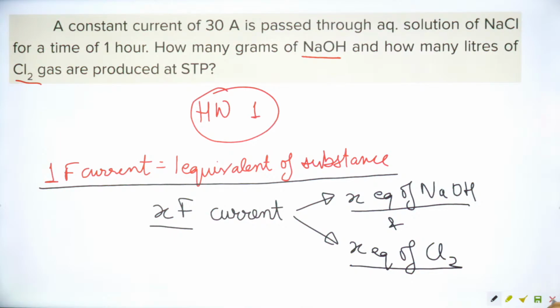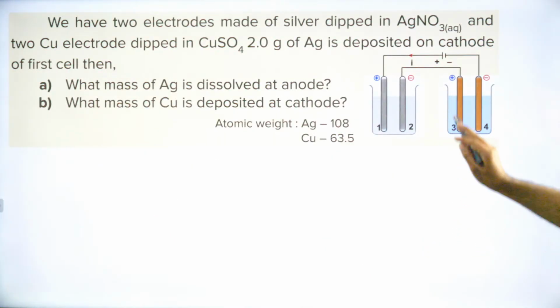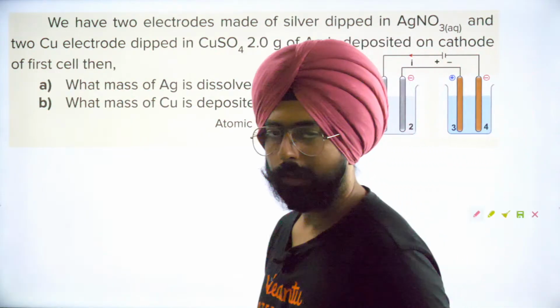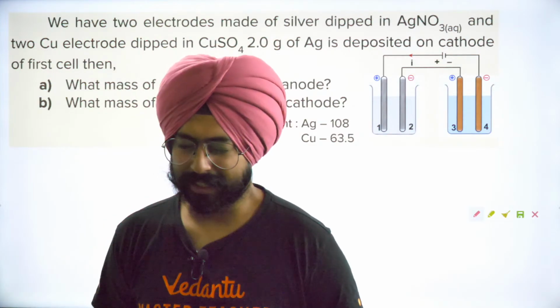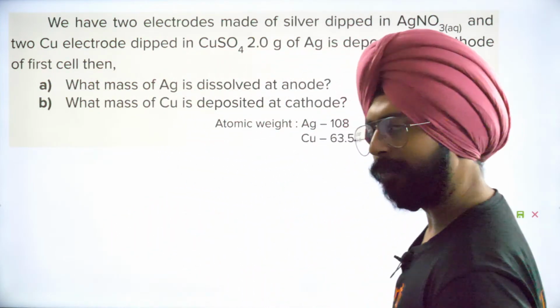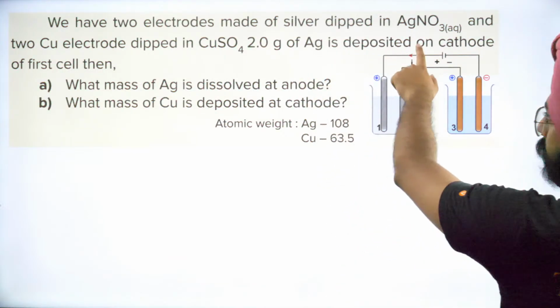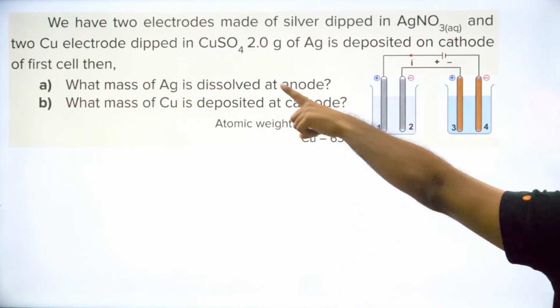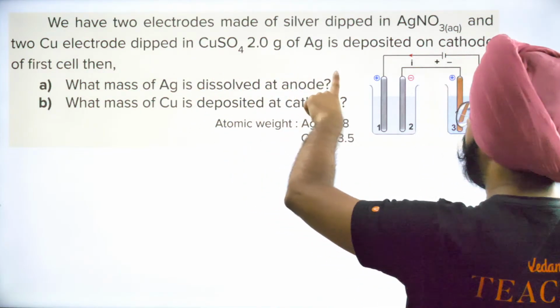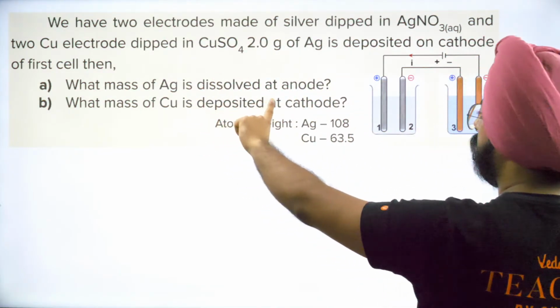Okay. So this question is something that we will need to do a little bit of research for. थोड़ा सा इसके लिए ना research करना पड़ेगा, ठीक है? Have to do a little bit of research. क्या लिखा है यहाँ पे? We have 2 electrodes made of silver dipped in AgNO3 and 2 electrodes of copper dipped in CuSO4. 2 grams of silver is deposited on cathode of first cell. Then, what mass of silver is deposited at the anode? What mass of copper is deposited at the cathode?